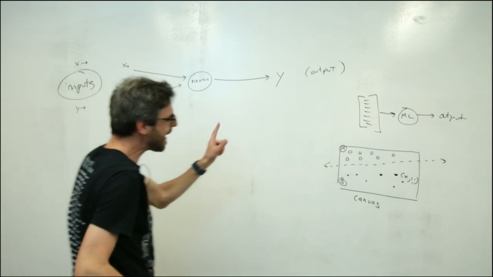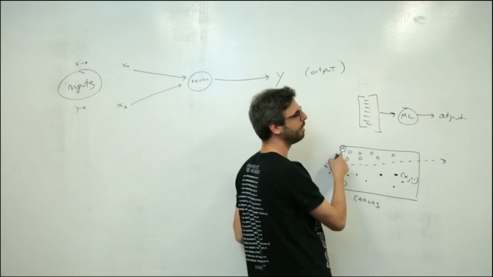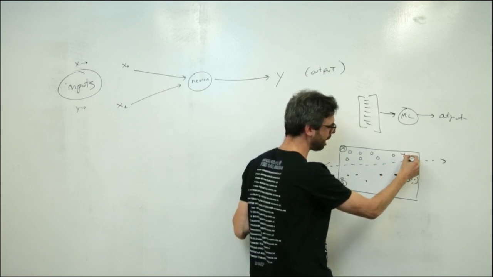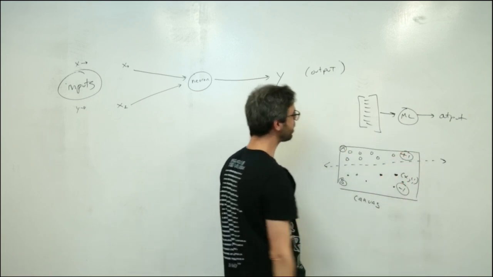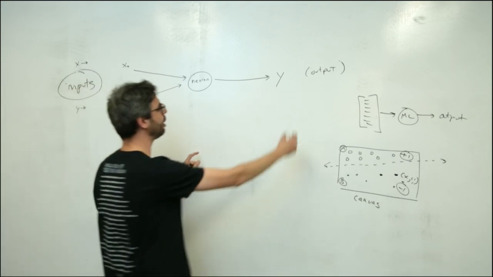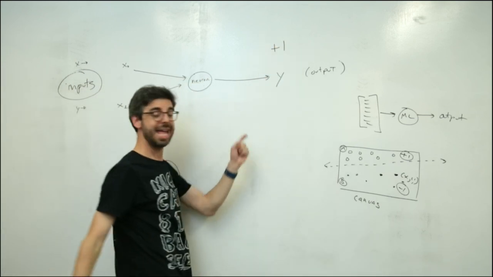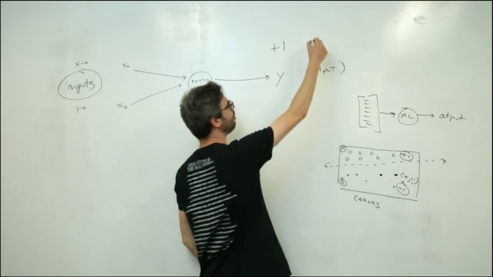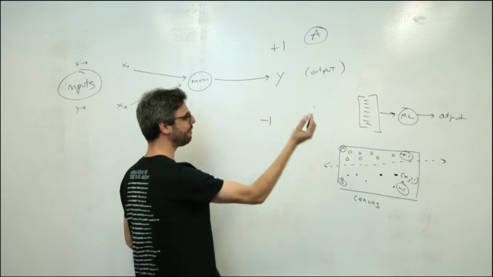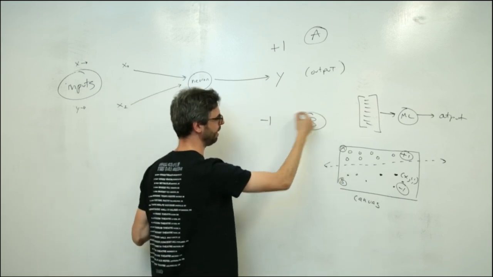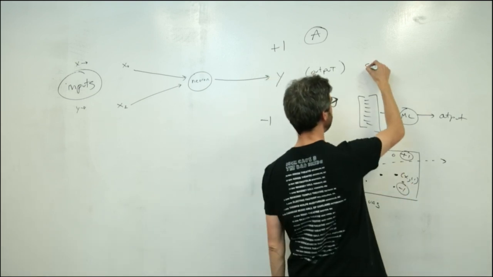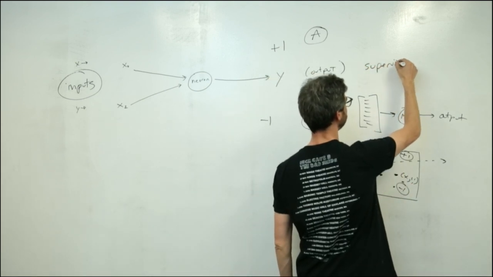But instead of A and B, what I actually want to say is plus 1 and negative 1. So the idea is that my perceptron is going to output a plus 1 if the point belongs to group A, and a negative 1 if the point belongs to group B. And we're going to use the technique known as supervised learning.